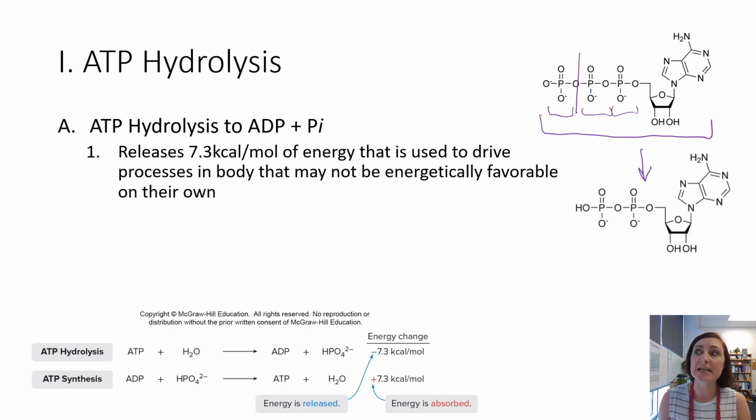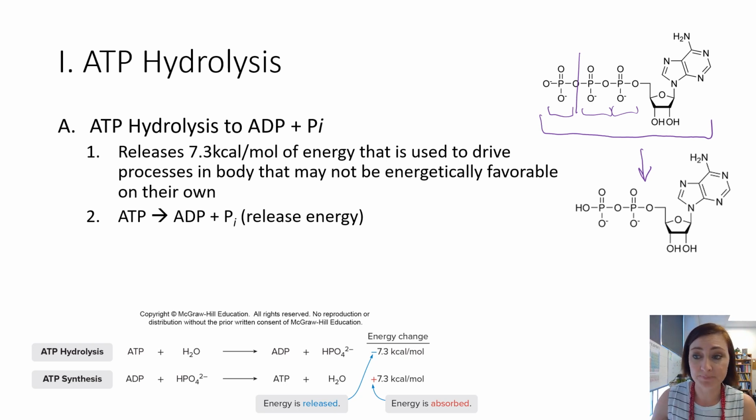We can use this to drive processes in the body that may not be energetically favorable on their own. So essentially what it's saying is you can use this hydrolysis coupled with another reaction that may not happen on its own. If you do the two reactions together, you are going to make it more energetically favorable, and whatever reaction that you couple it with will happen, which is good because there's a lot of reactions in your body that aren't energetically favorable, but you need them to live. So the body's solution to that, hydrolyze ATP. That will release enough energy for the other reaction to occur. So ATP to ADP is a release of energy.